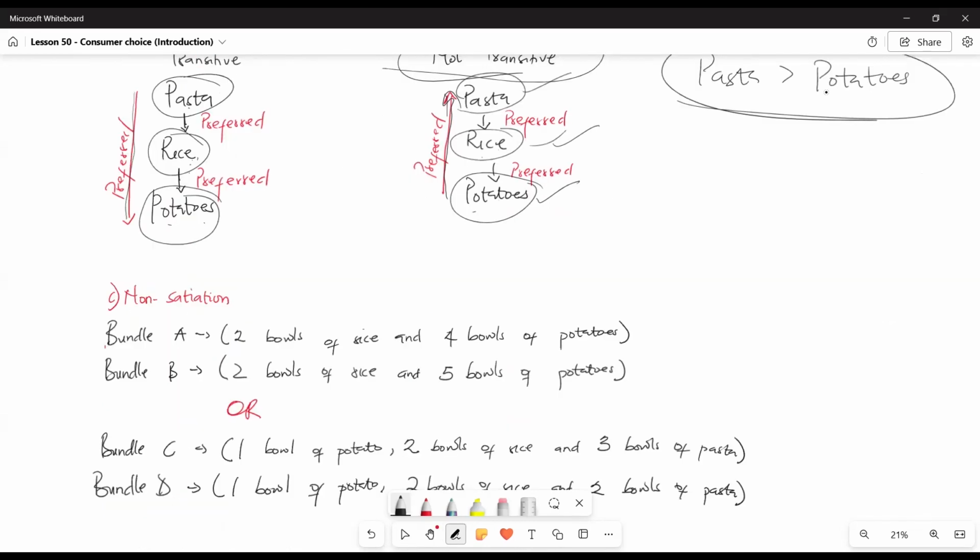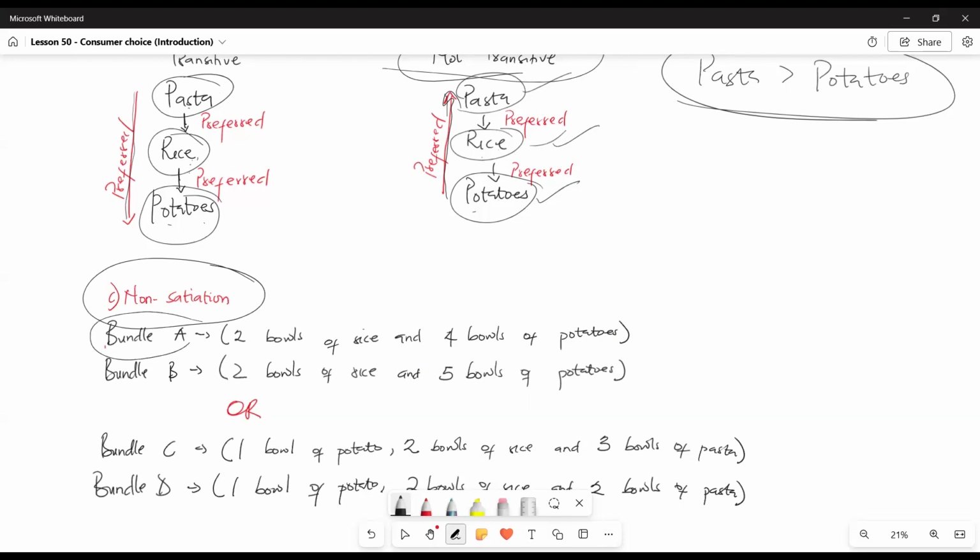The next assumption for preferences is non-satiation. So non-satiation simply means that more is better. This means that for all feasible quantities of commodities, the consumer is never satiated, which is more of a good is always preferred to a bundle with less.